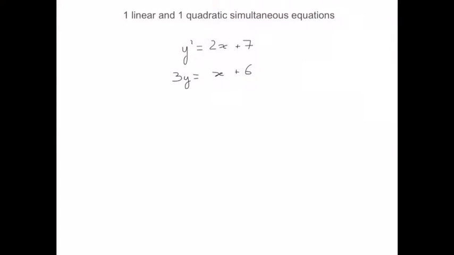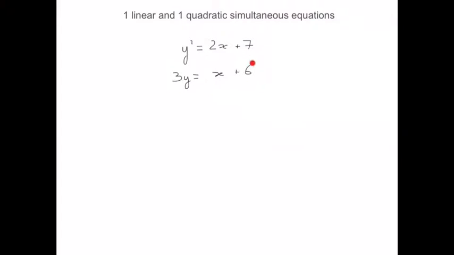You need to use the linear equation, so the second one here, to make one of the unknowns the subject of the formula, and then use substitution. So this means that we first need to make x or y the subject here. We are going to do both and investigate how it changes the method so that you can clearly see what is best.